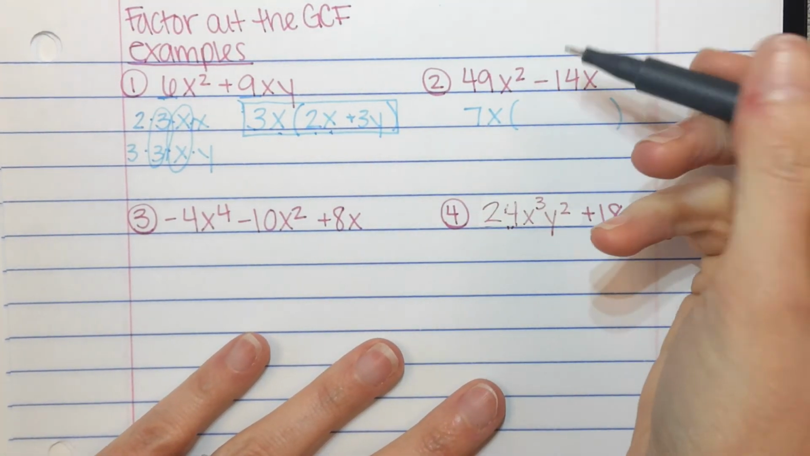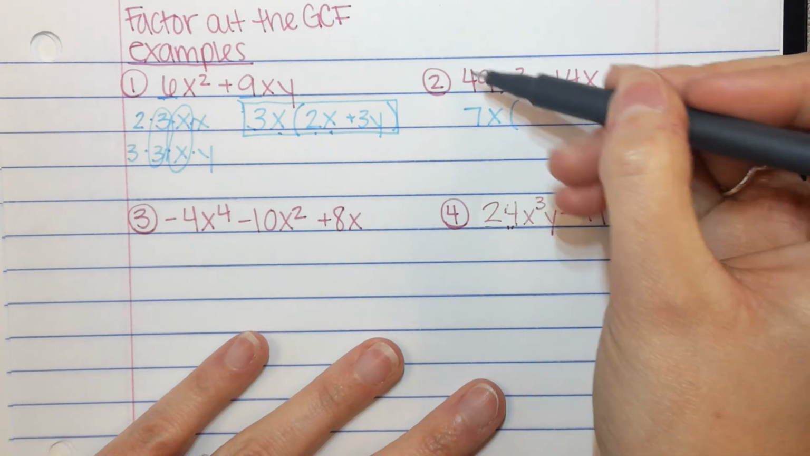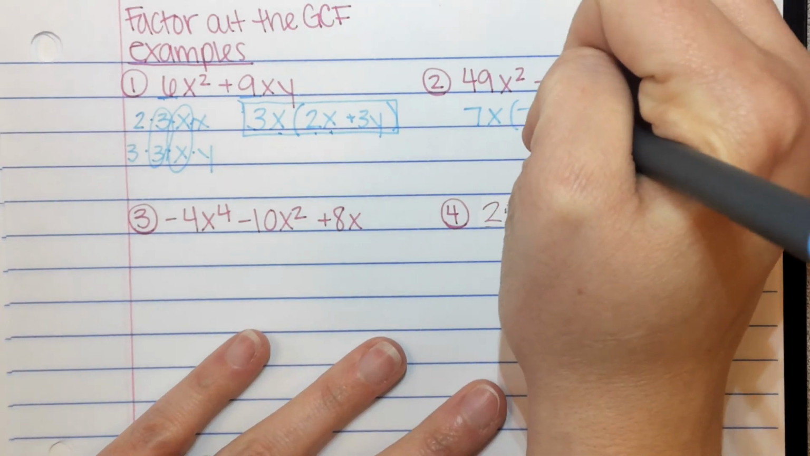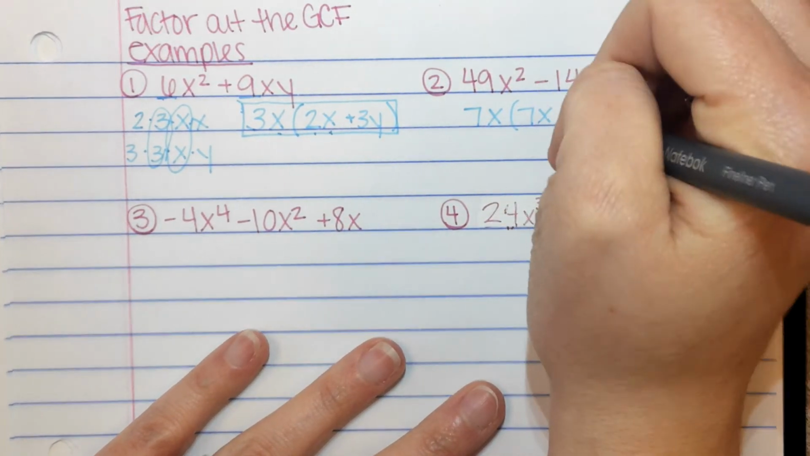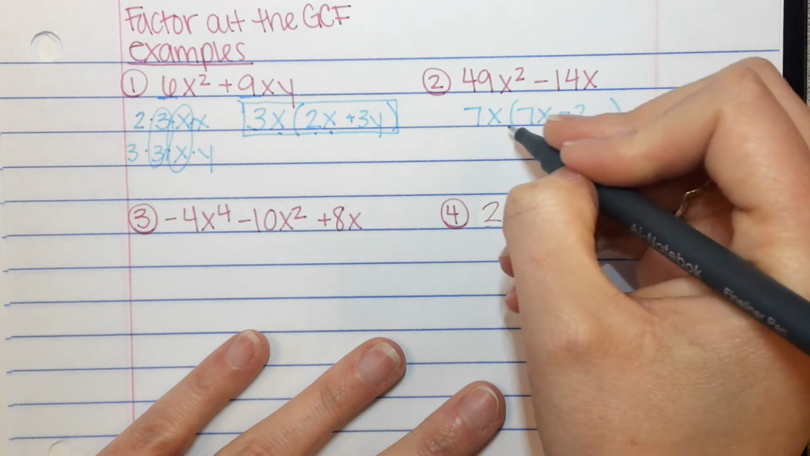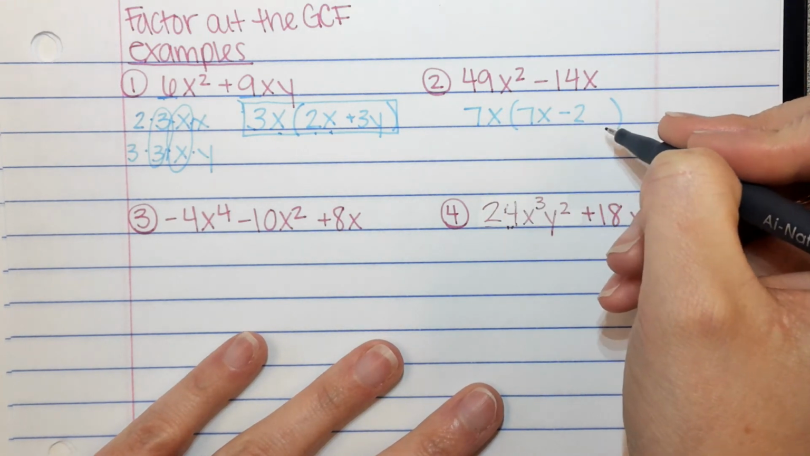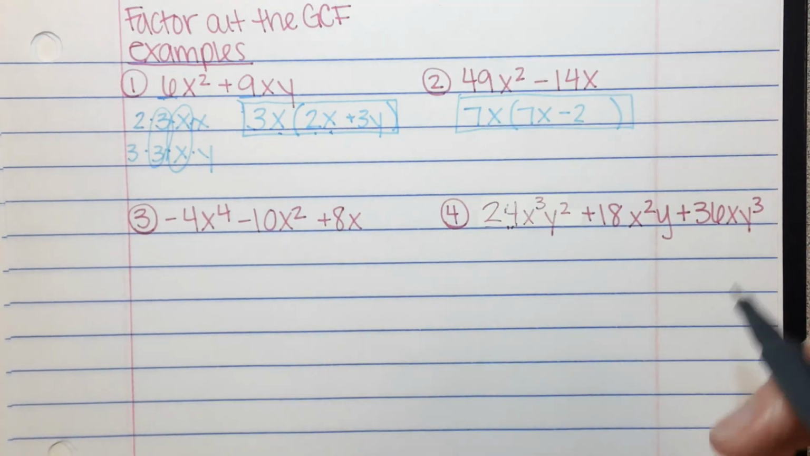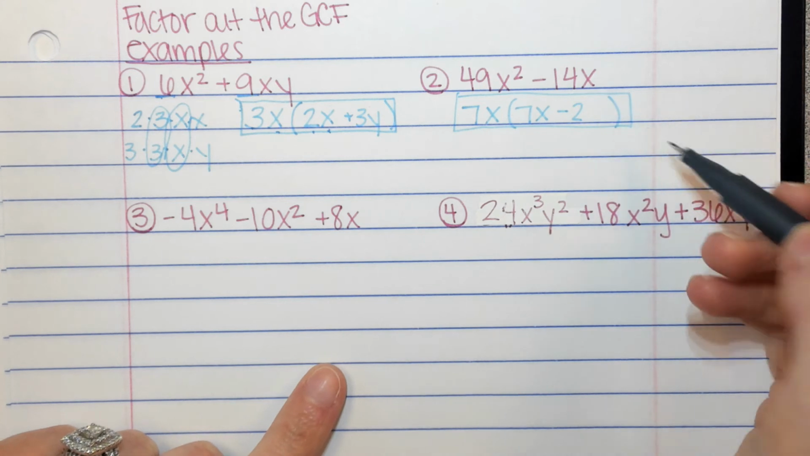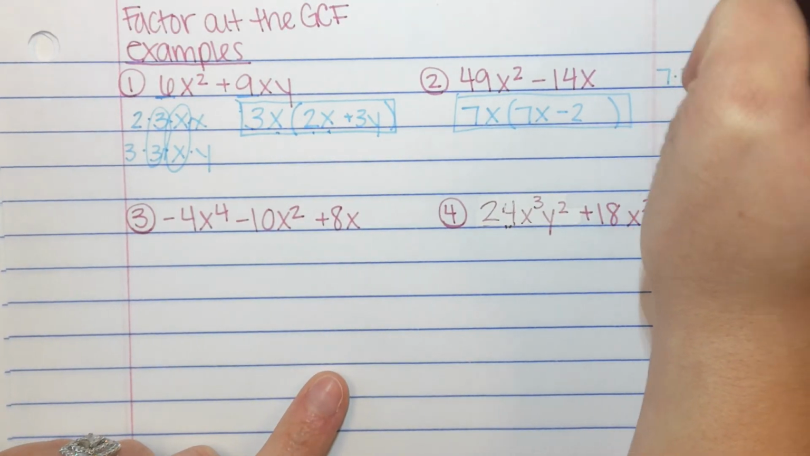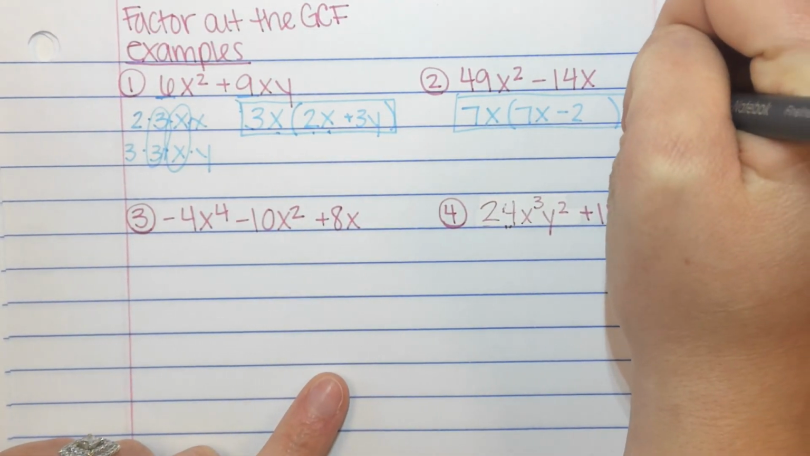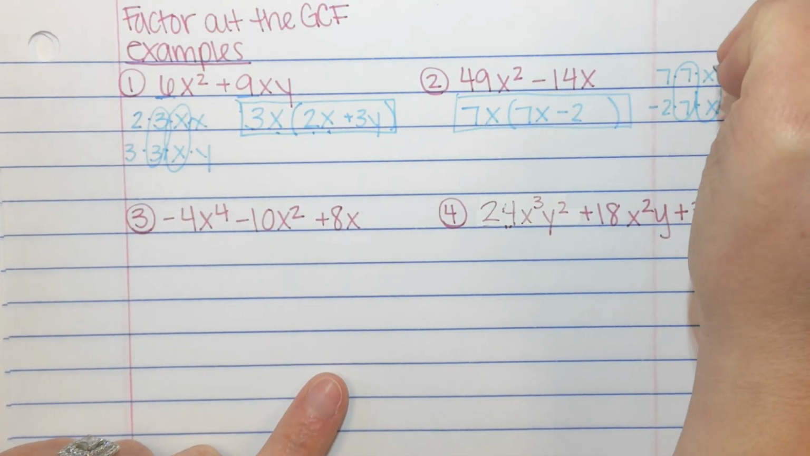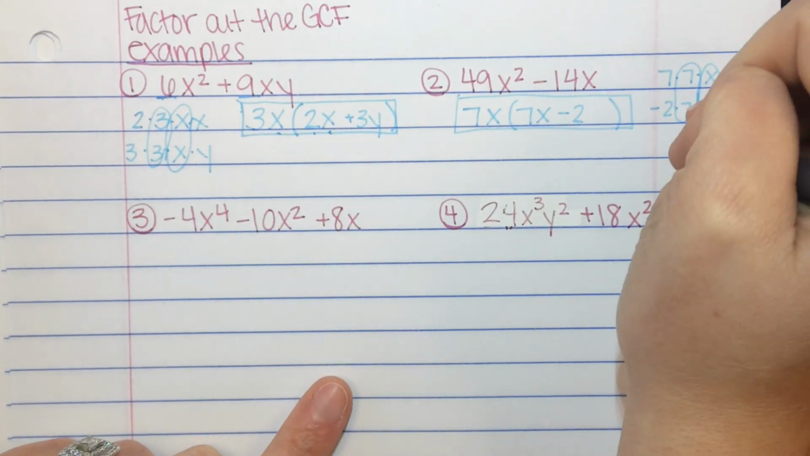Okay. Now we can do some division to get the leftovers. 49 divided by 7 is 7. If you have 2 x's and you divide 1 out, you have 1 left. Negative 14 divided by 7 is negative 2. If you have an x and take out an x, are there any left? No. So that is your answer. However, if you weren't sure about that and you wanted to list it out, you could. 7 times x, negative 2 times 7 times x. You can pair up a 7 and pair up an x, so that's what went out front.